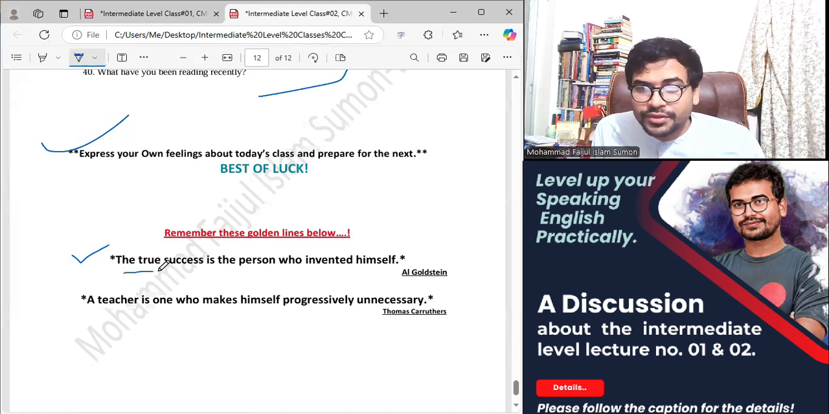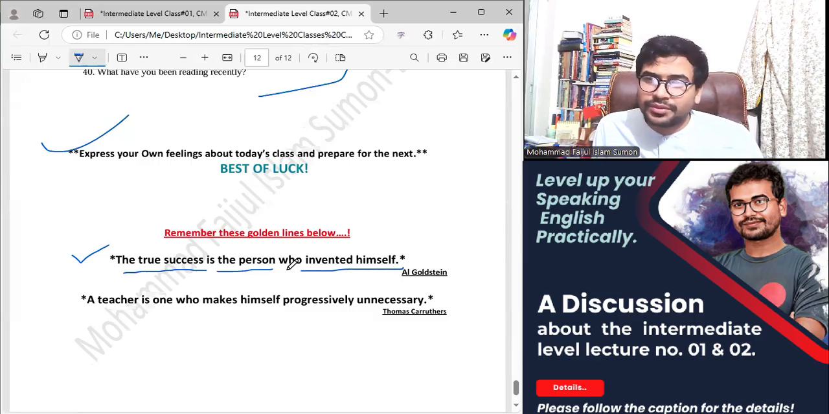And the true success is the person who invented himself. Okay, so have you recalled any quote? Yes, I have recalled a golden quote, and that is absolutely know thyself, নিজেকে জানো. So if you know thyself, then you are successful. Okay, success depends on your mentality. Okay, so the last line is so dangerous.